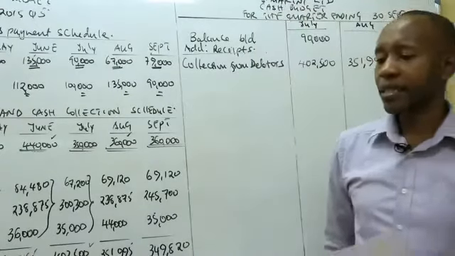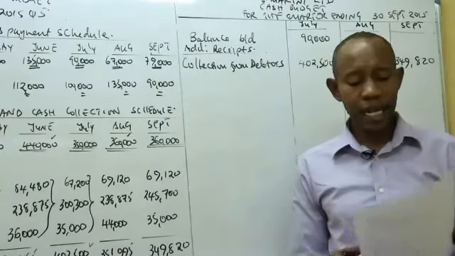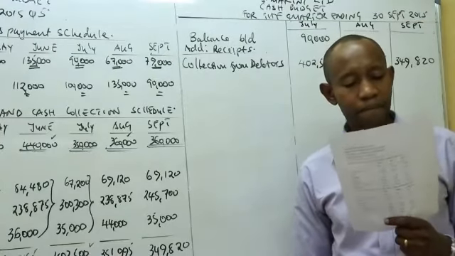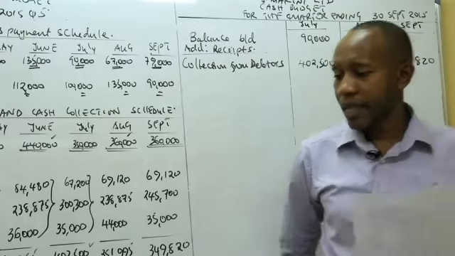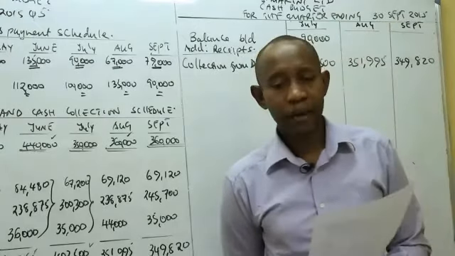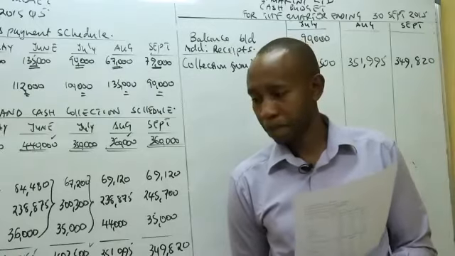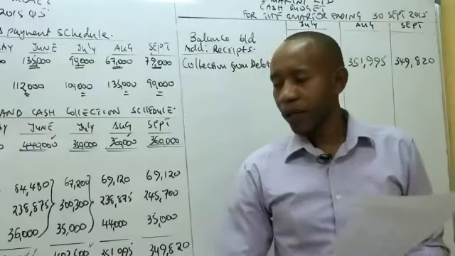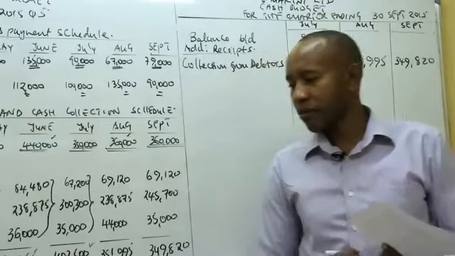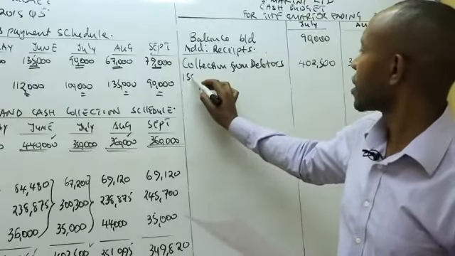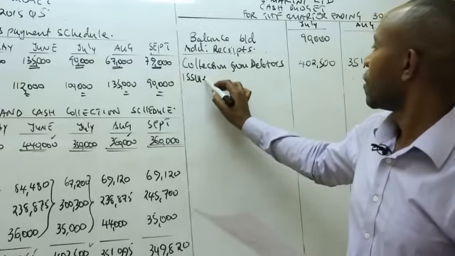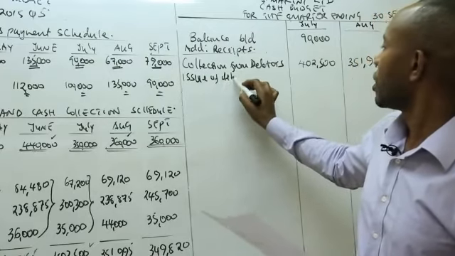Any other receipt, any other income that we are getting? Okay, Connie says debentures. Very good. So let me include there. So we say issue of debentures.